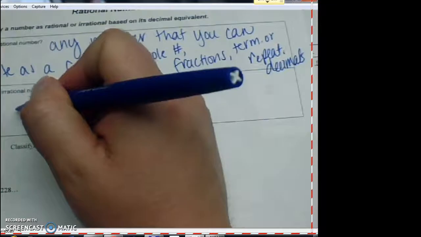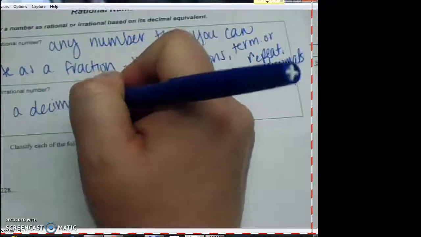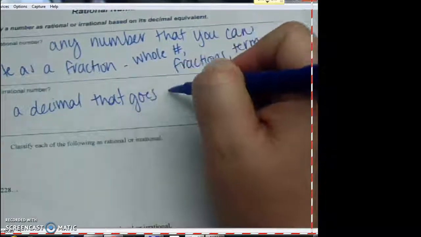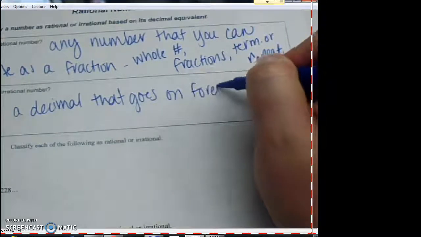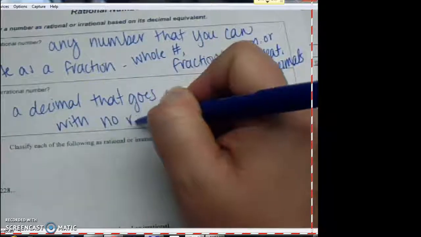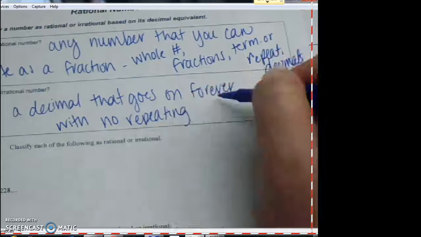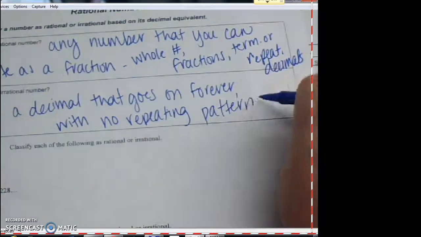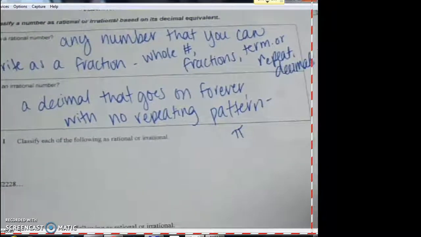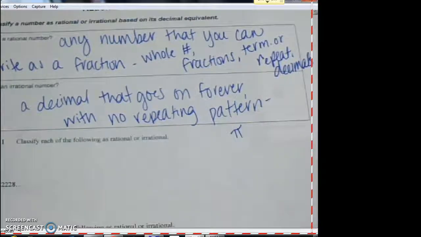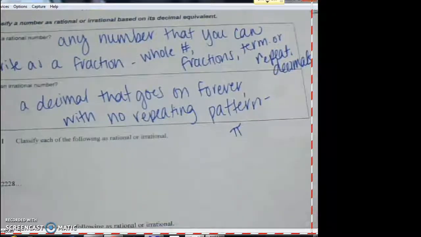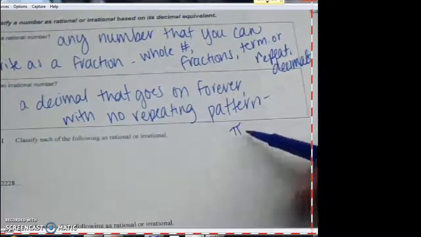So an irrational number is a decimal or a number that goes on forever with no repeating pattern. These are things like pi. Pi is an irrational number. 3.14159, and so on. It goes on and on and on. It never stops. It never repeats. Pi will be considered an irrational number. That's probably the one you're most familiar with.